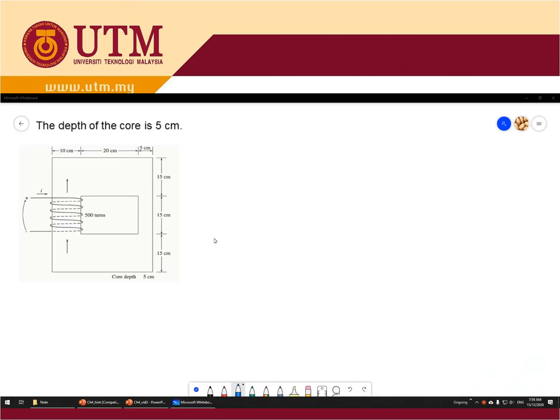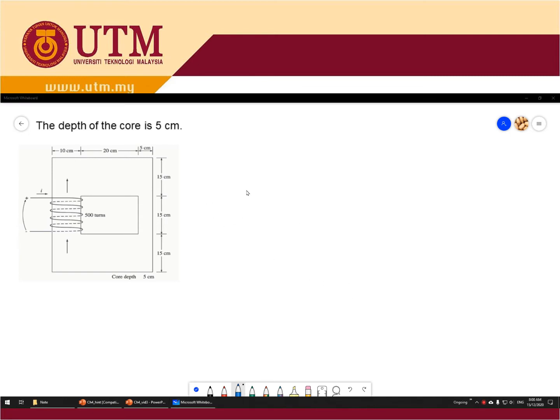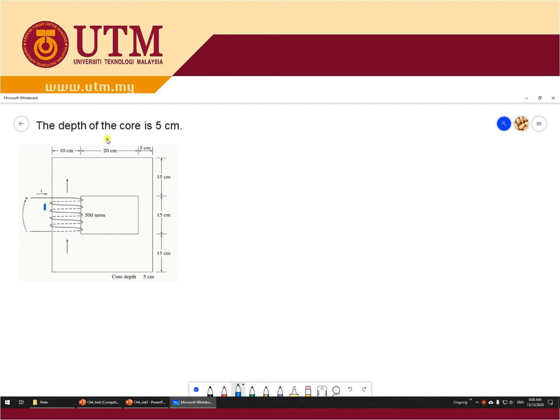First we focus on the length. I suggest you label the locations, so it is easier for you. Maybe this one is section 1, this one section 2, this is section 3, this is section 4. And the core depth is 4 cm.